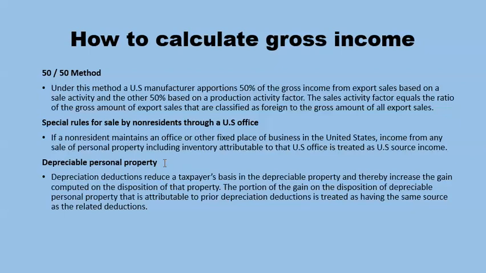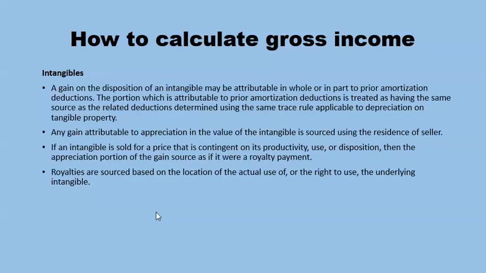Depreciable personal property. Depreciation deductions reduce a taxpayer's basis in the depreciable property and thereby increase the gain computed on the disposition of the property. The portion of gain on the disposition of depreciable personal property that is attributable to prior depreciation deductions is treated as having the same source as the related deductions. Intangibles.